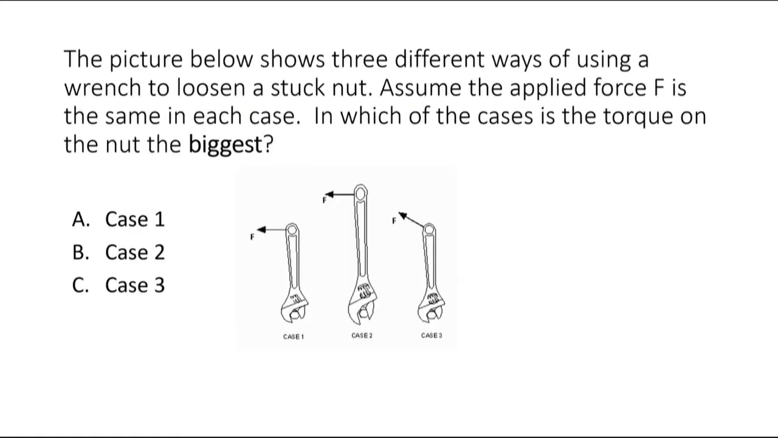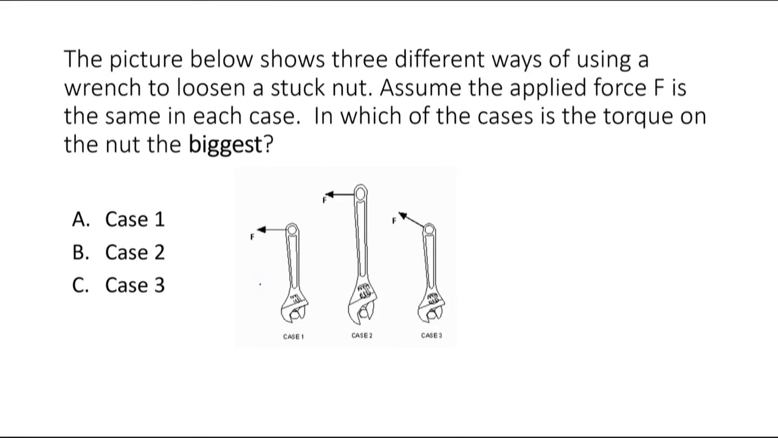Okay, let's do a little practice. What we want to do is assume that the magnitude of the force applied to each wrench is the same, and we want to think about which one will have the greatest torque on the nut. Okay, so to solve this one, we want to think about the relationship between torque and force, radius, and angle, right? So those are the three things that we know that the torque depends on. So here the force in each case is the same, so that's not going to affect our answers for the three cases. The forces will all be the same.